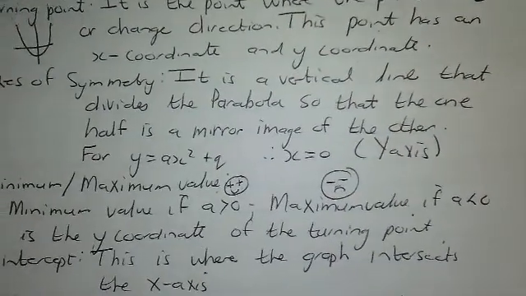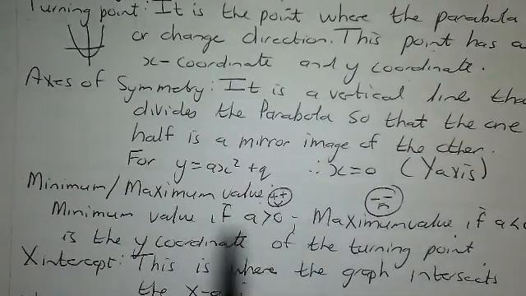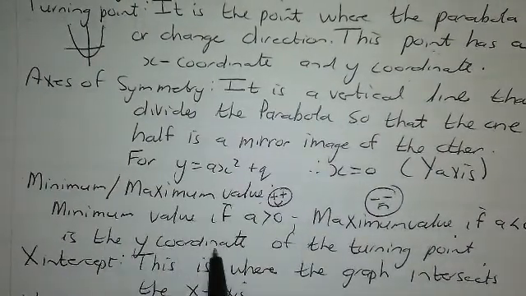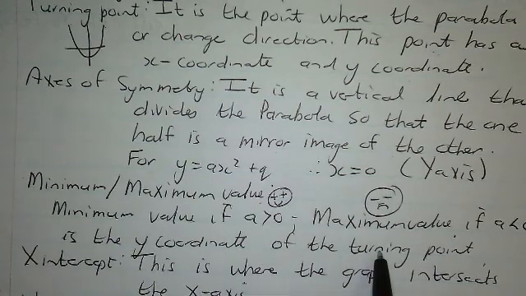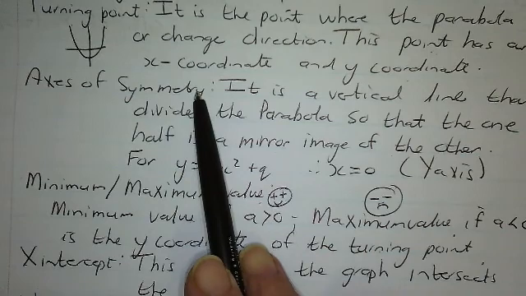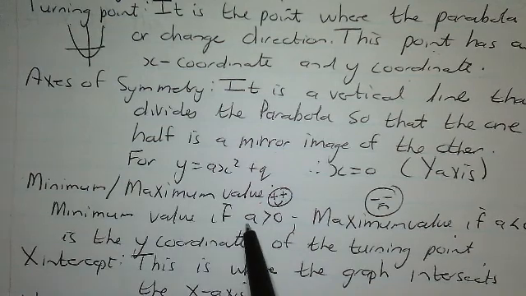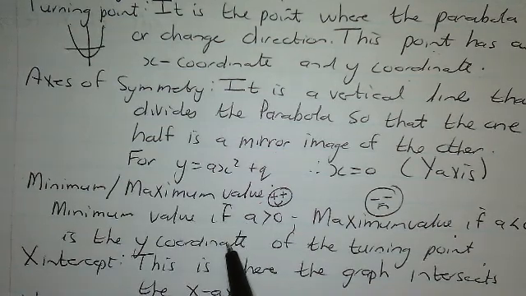But remember, the minimum or the maximum will be the y coordinate of the turning point. So the axis of symmetry will be the x coordinate of the turning point, and minimum or maximum, depending on a greater or less than 0, is giving you the y coordinate of the turning point.